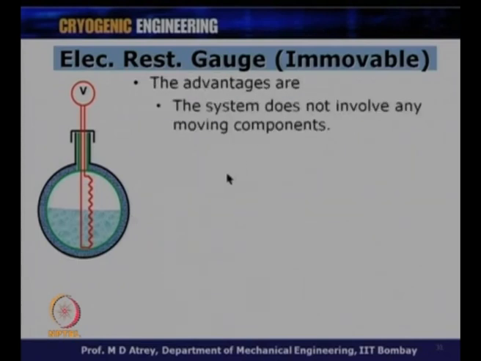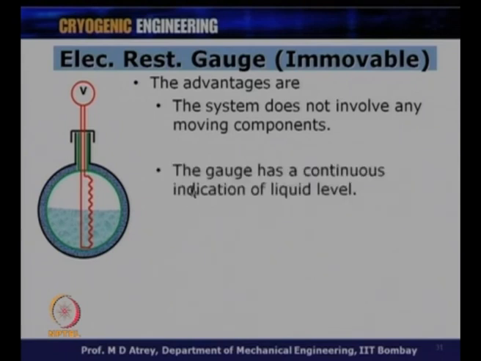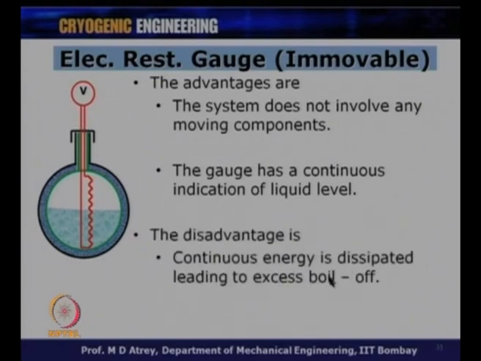The advantage of such a sensor therefore is the system does not involve any moving component. So I don't have to worry about any extra mechanism of how to move this sensor up and down. So the system becomes simple in this case. The gauge has a continuous indication of liquid level. Because the gauge is always dipped over here, one can have a continuous display of the liquid level also if one wants to. The disadvantage is continuous energy is dissipated, leading to excess boil off. Because the system is all the time dipped in liquid helium, in the earlier case it was not, it will also bring some conduction across it, and therefore it will cause some extra boil off. So continuous energy is dissipated, leading to excess boil off. This is the disadvantage of such a system.